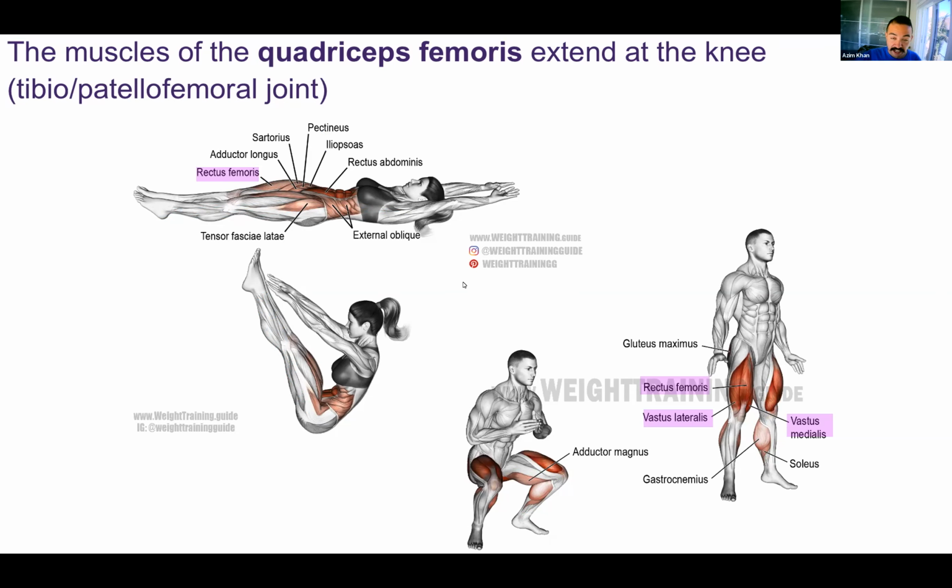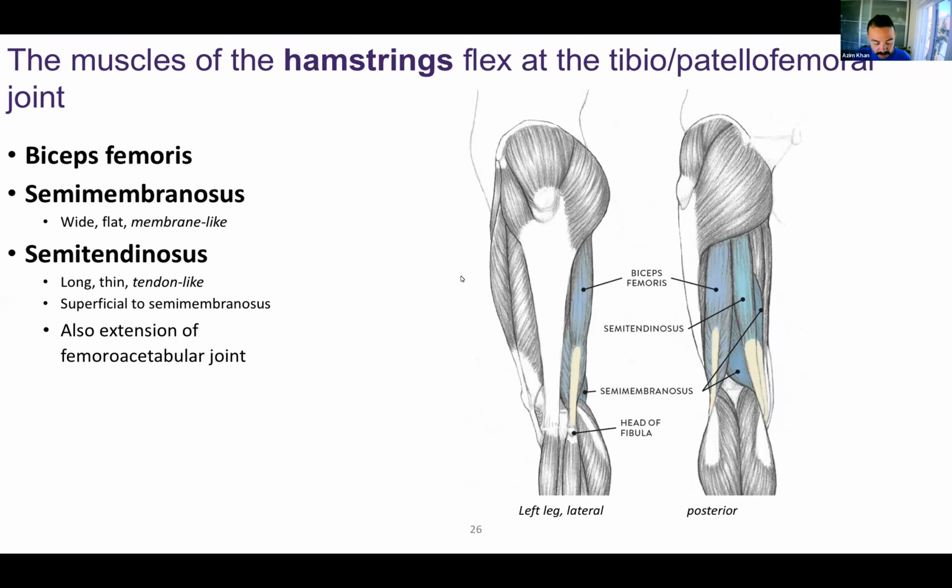On the posterior side, this group of muscles is known as the hamstrings. I think it's called hamstrings because people thought it looked like, might have to do with ham being strung up, but anyways, that's what it's known as, hamstrings. But you should know the names of the three muscles here in the back of the leg.